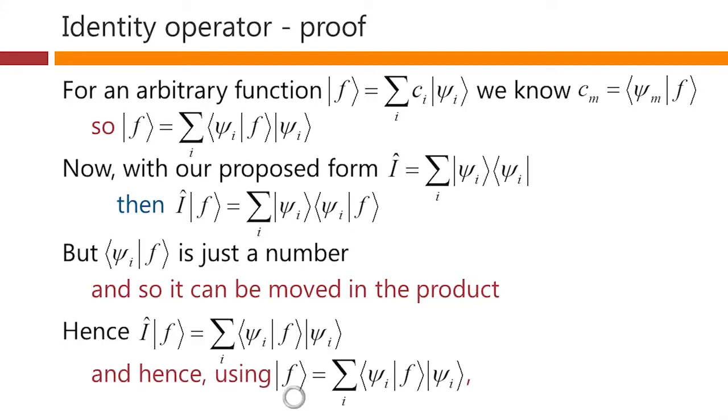And hence, using this fact that we already know that the vector f is this expression, this looks the same as the expression we've got here. So therefore, we've just proved that I operating on f gives us f. And f was completely arbitrary. So now we've completed our proof. We've actually proved that this form that we had here for the identity operator is in fact correct, because I operating on any function f just gives us f.